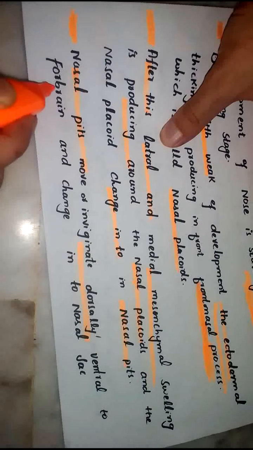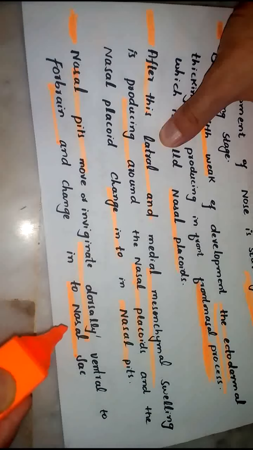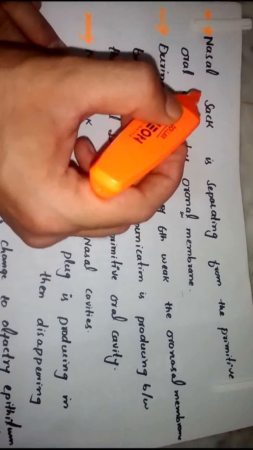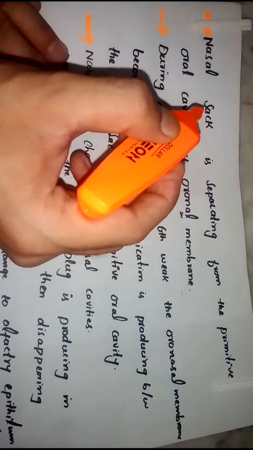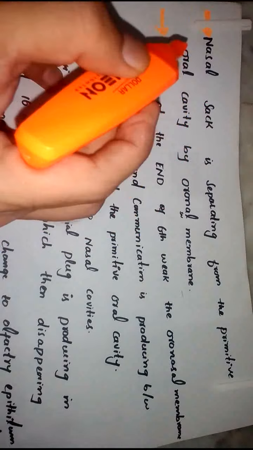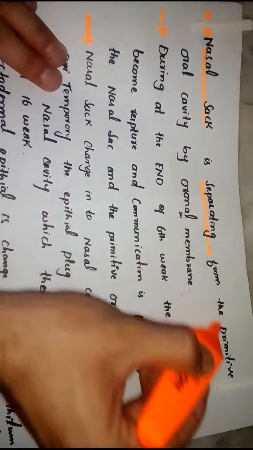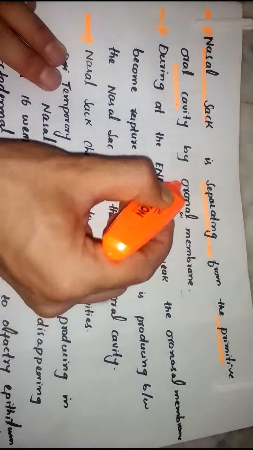move or invaginate dorsally, ventral to the forebrain, and change into nasal sacs. So these nasal sacs will be changed into nasal cavities. When the nasal sacs move backward, invaginating toward the forebrain on the lateral side of the forebrain, they change into nasal sacs. Now nasal sacs are separated from the primitive oral cavity by the oronasal membrane.